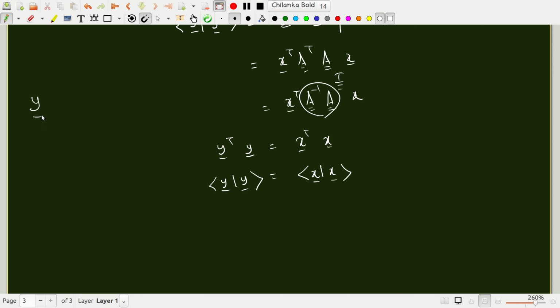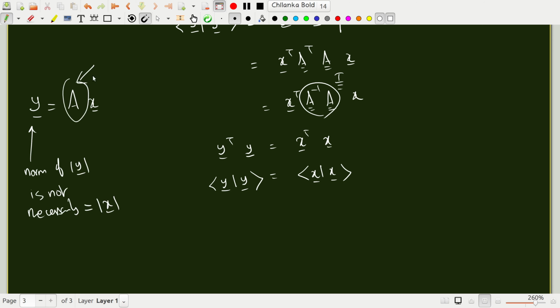So in general, if I consider a linear transformation, the length of this vector will change. The norm of the vector will in general change. The norm of Y is not necessarily equal to the norm of X. But when the transformation is due to an orthogonal matrix, if A is orthogonal, we have shown that the norm of Y is the same as the norm of X.